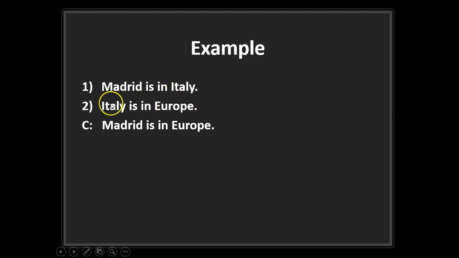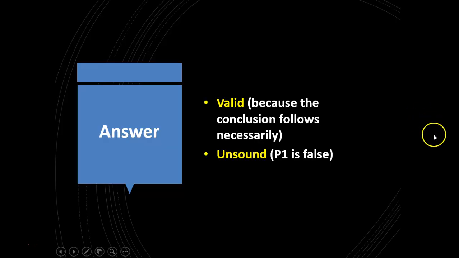Madrid is in Italy, and Italy is in Europe. Therefore, Madrid is in Europe. So pretend this is true. Pretend it's true. Would the conclusion follow necessarily? The answer is yes. So this argument is valid. So you got to fact check it. Is this true? Is Madrid in Italy? Nope. It's in Spain. So premise 1 is false. That gives you, although valid, this argument's unsound.